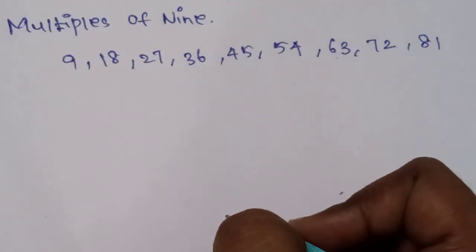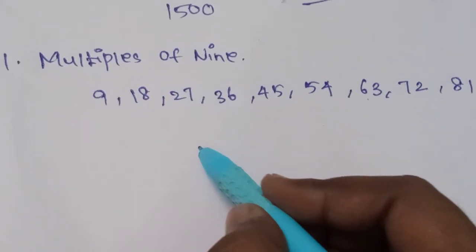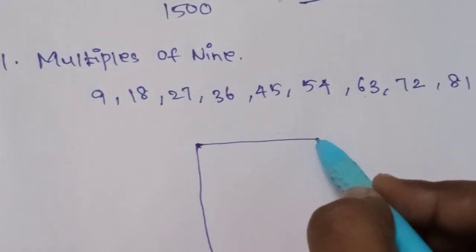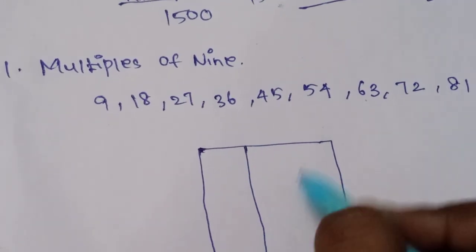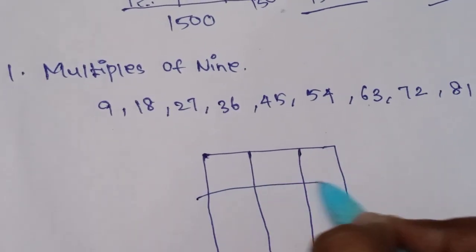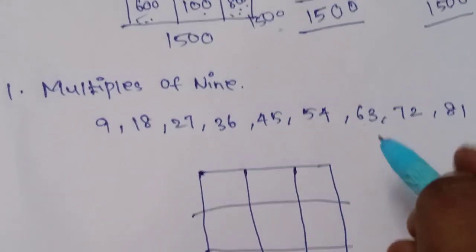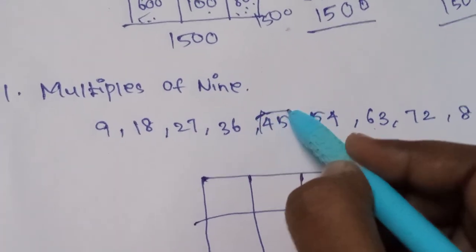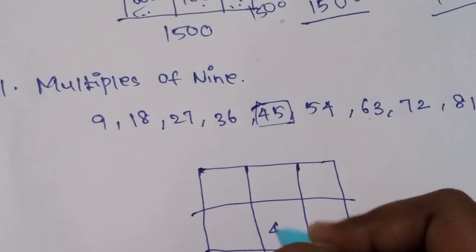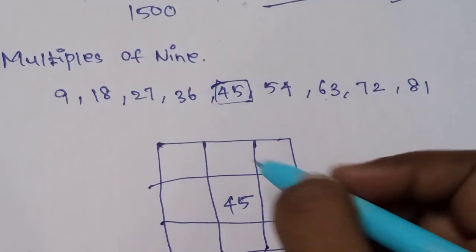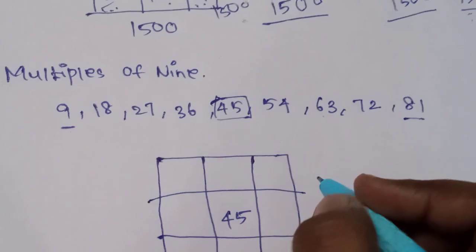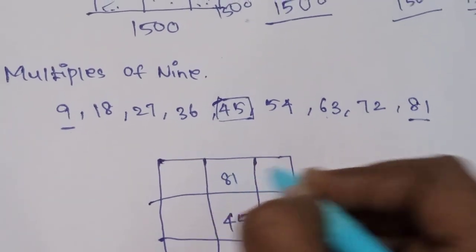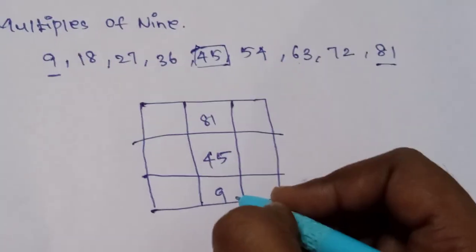Now draw a square and divide it into 9 equal parts. Okay, now take the center number, 45, and write it in the center. Next take the first number and the last number, 9 and 81. So write 81 on the top and 9 below.